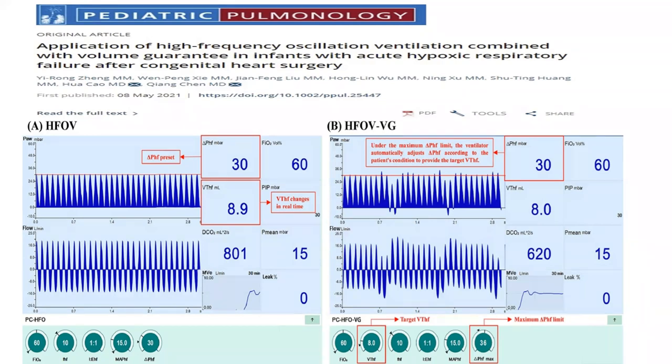We are using Draeger. I don't want to make any advertisement, but I think if you have a cardiac ICU and you don't have a Draeger machine that can be used as high frequency, you should buy one or two. It saved many lives in our unit, and I recommend it to have it in your unit if you're dealing with cardiac patients.